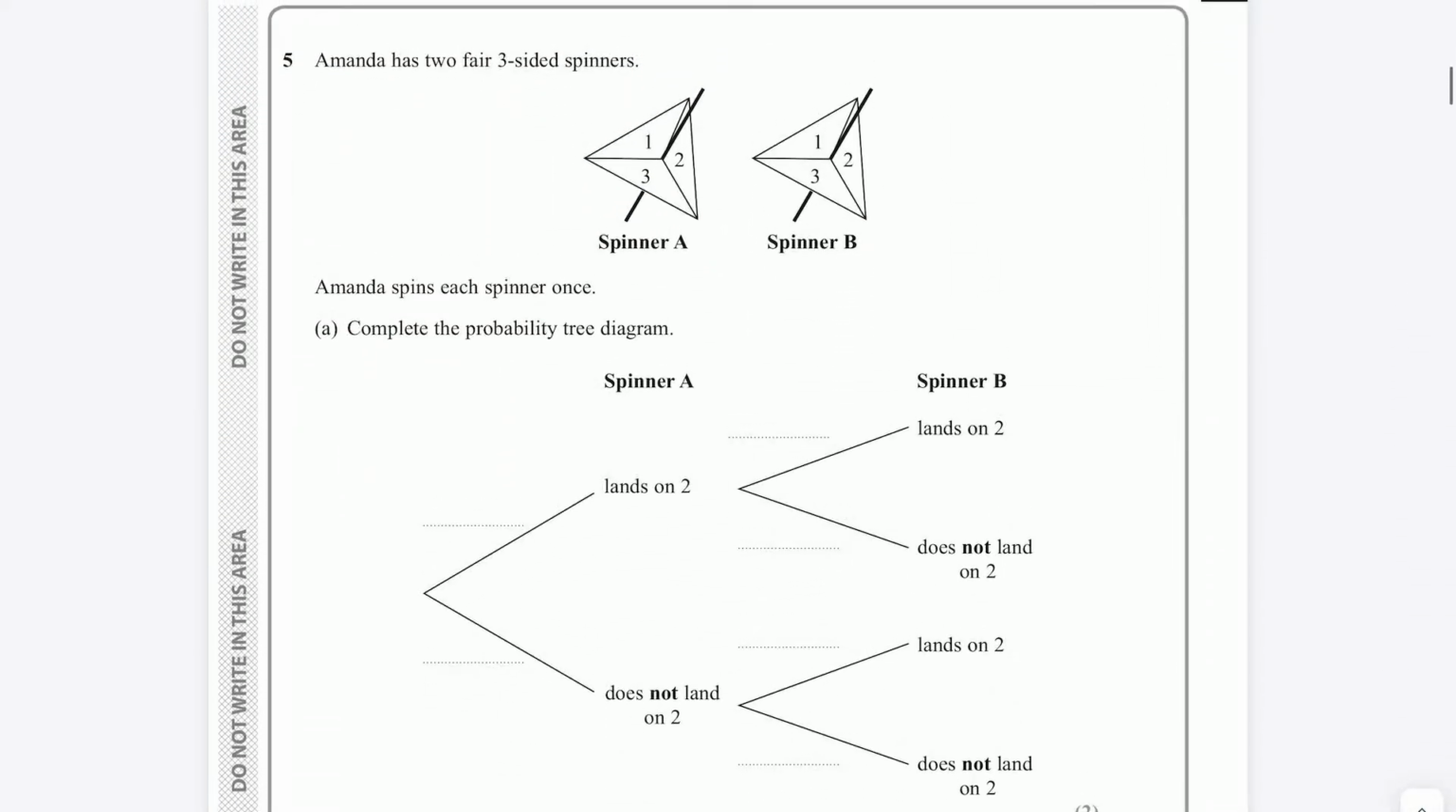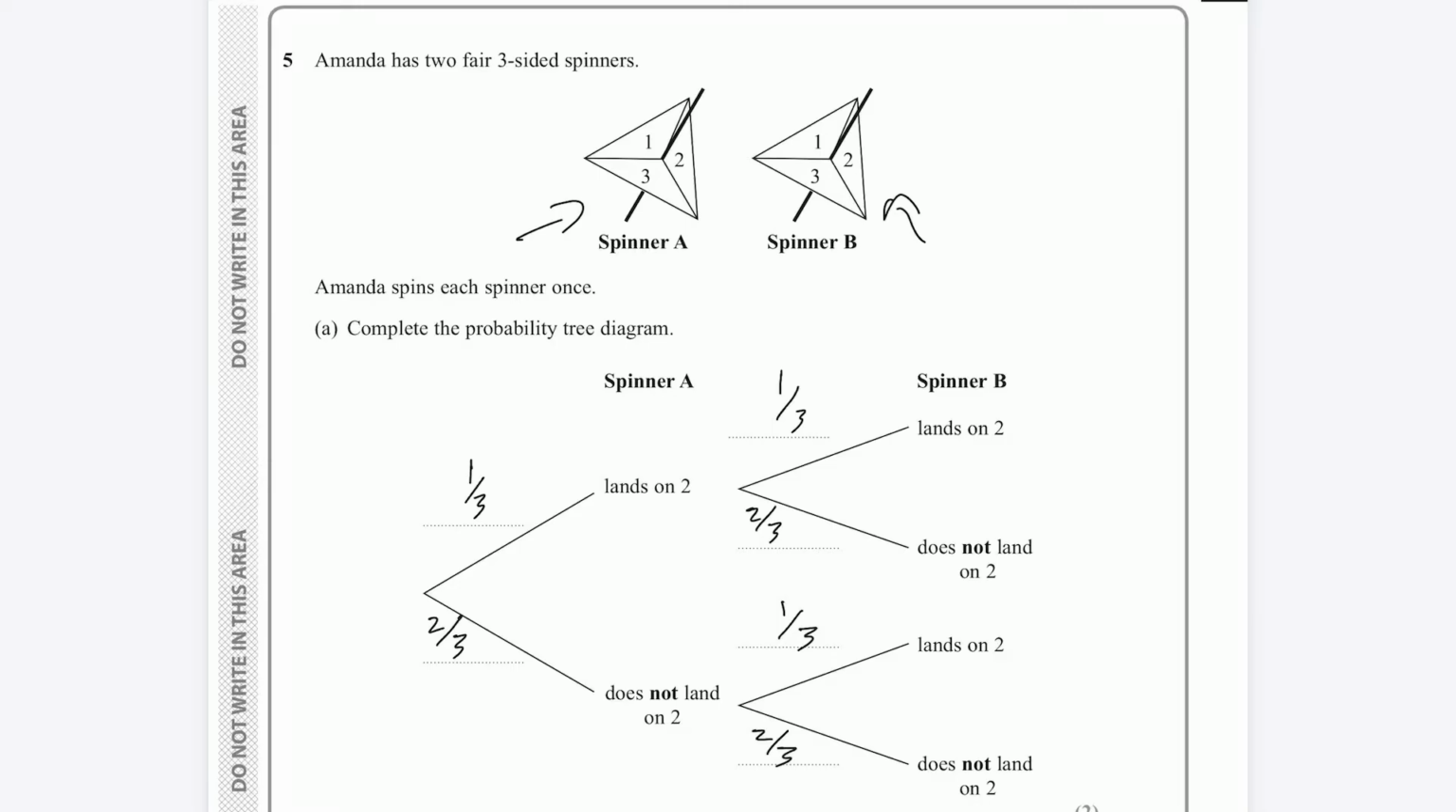So question 5, you've got 2 spinners. It's saying write down the probability that it lands on 2. So for spinner A, the probability that it lands on 2 is 1/3. So the probability that it doesn't land on 2 is 2/3. And it's the same for spinner B, which is that one there. The probability that it lands on 2 is 1/3 and 2/3 that it doesn't. And it's the exact same here.